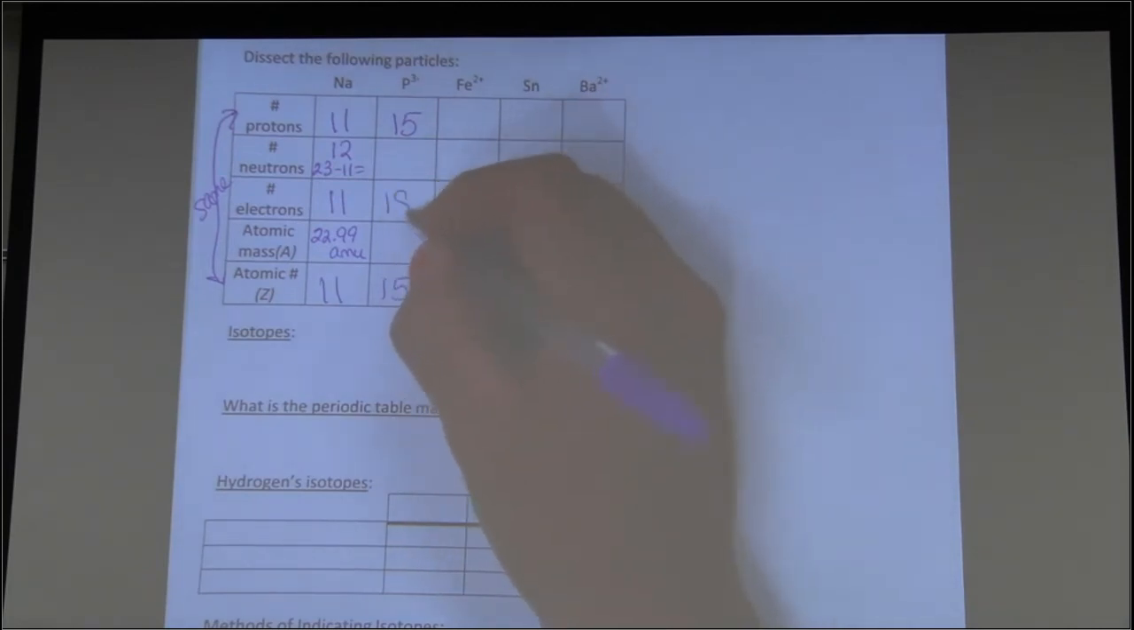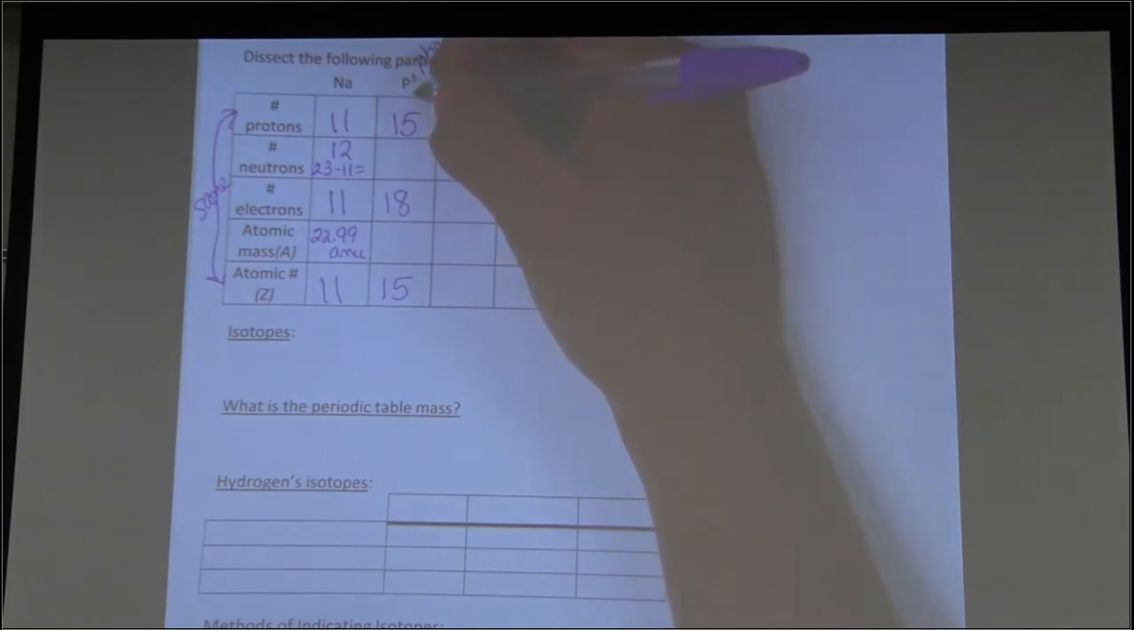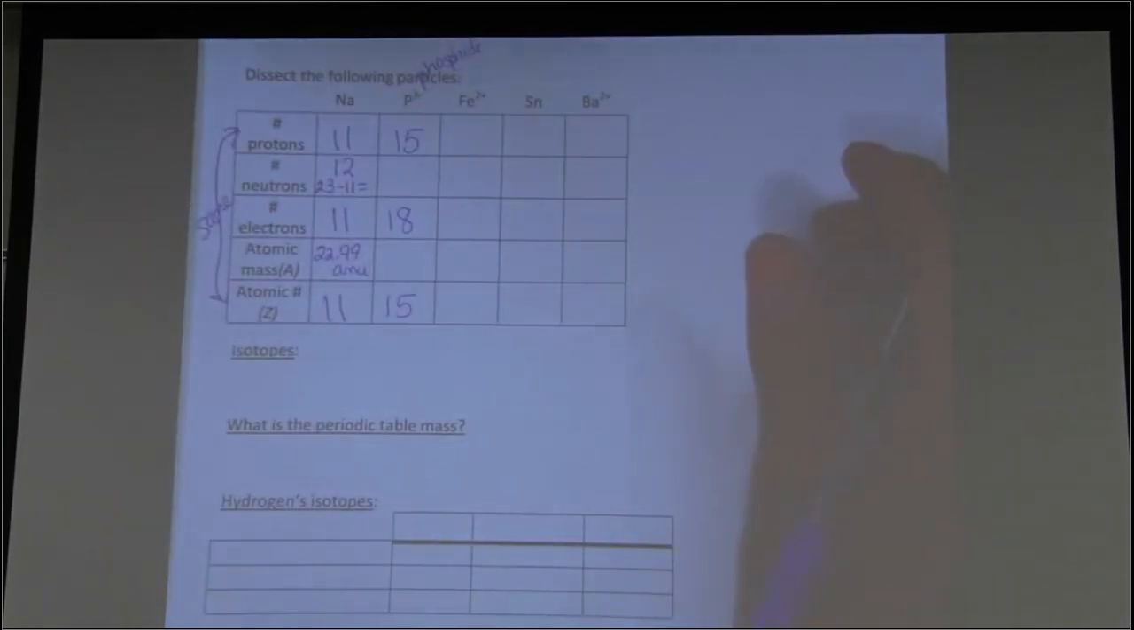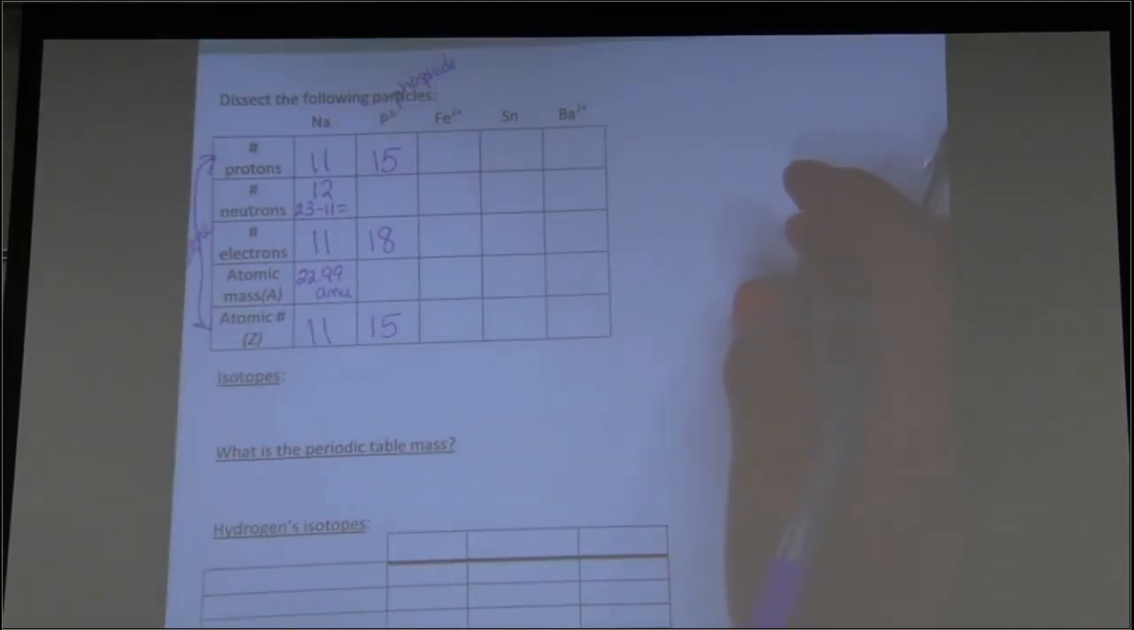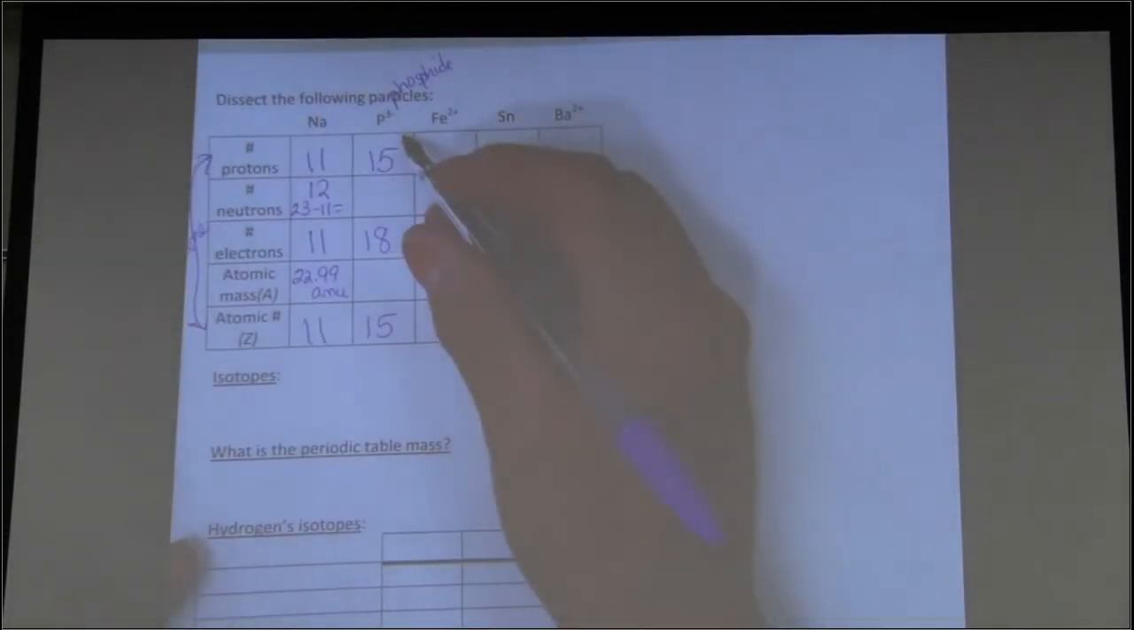Why is it 18? Because it gained 3. The name of this is phosphide. It has a negative 3 charge. How did it become negative 3? It gained 3. Now, somebody out there is thinking where they come from. It doesn't matter right now where they come from, okay? I'll tell you that later. And somebody else is saying, well, where are they going to go? I'll tell you that later. It doesn't matter right now. Just know that they are lost or gained from somewhere and they go somewhere. But if you gain negatives, you become negative. So if you gain 3, you become negative 3.